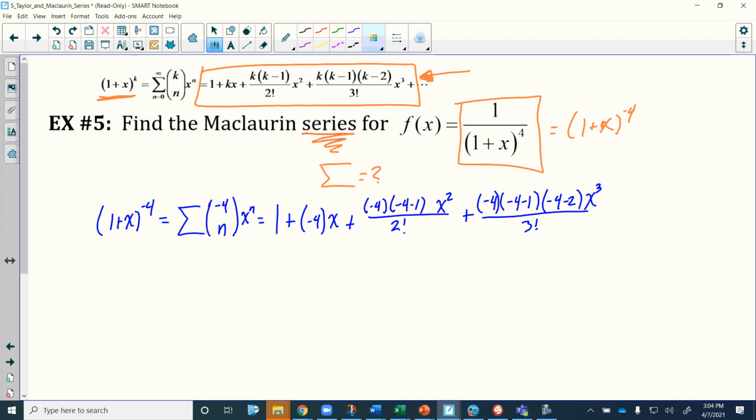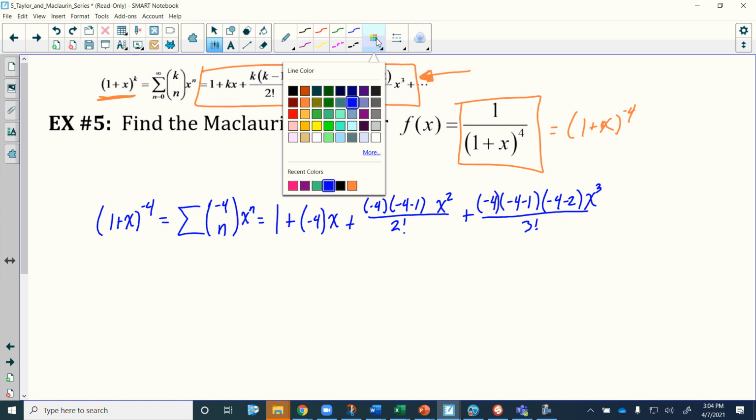And that's all we're doing based on the binomial expansion. Of course, if it kept going, we would wind up with k minus 1 times k minus 2 times k minus 3 times x to the 4th power over 4 factorial. But we'll go ahead and stop here and see what we end up with.